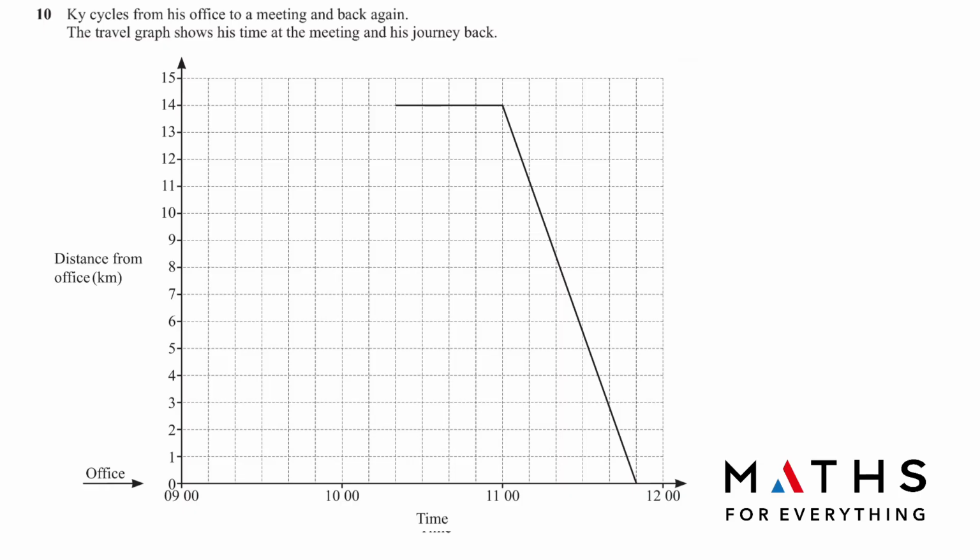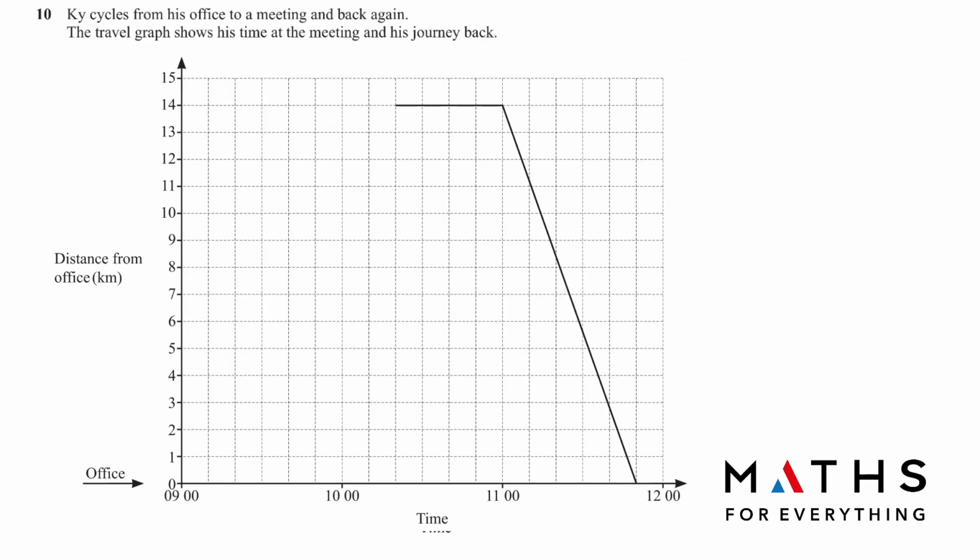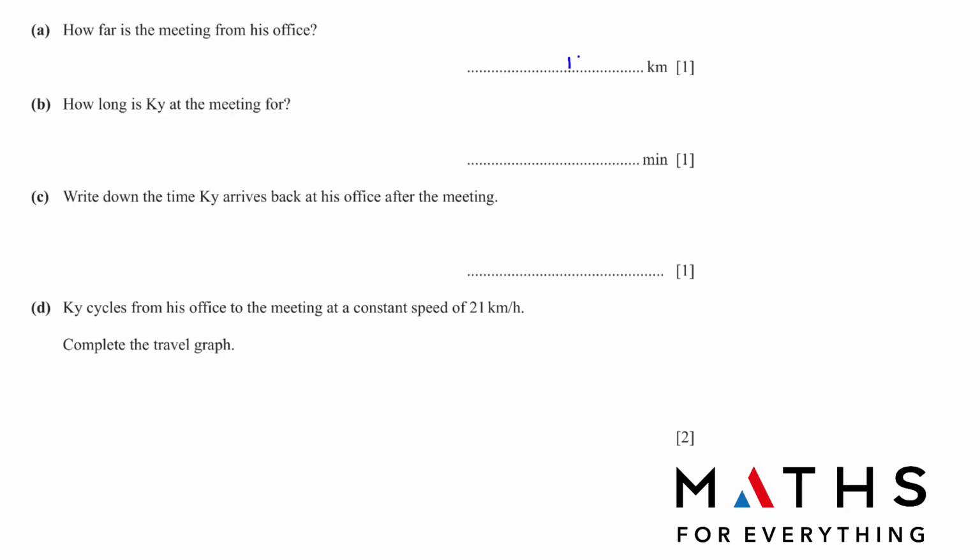Question number 10. Kai cycles from his office to a meeting and back again. The travel graph shows his time at the meeting and his journey back. This is the distance from the office and this is the time given. Let's read the first question. How far is the meeting from his office? This is the office and here he reaches. So meeting is at 14 kilometers. So the answer is 14.